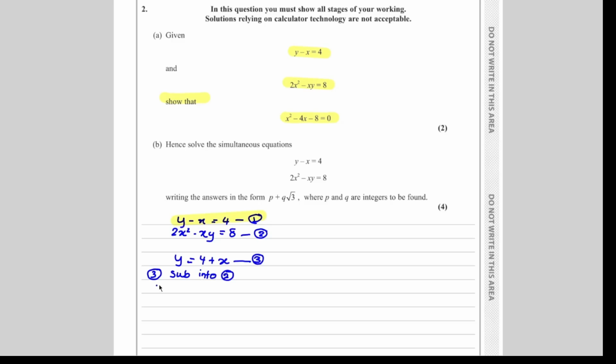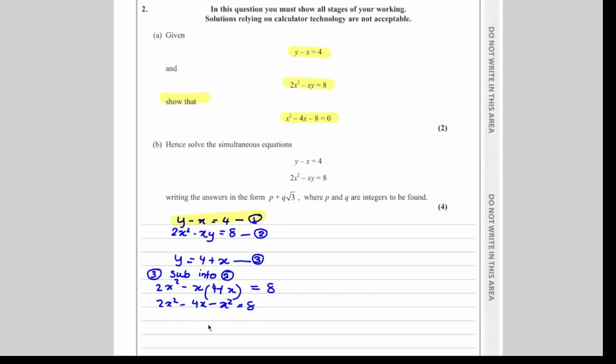So 2x squared minus x. Here I'm getting y. I'm not writing y. Instead, I'm replacing it with 4 plus x, equals 8. Right now, simplify this one. Then I'm getting 2x squared minus 4x minus x squared equals 8.